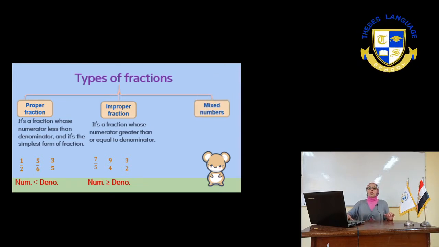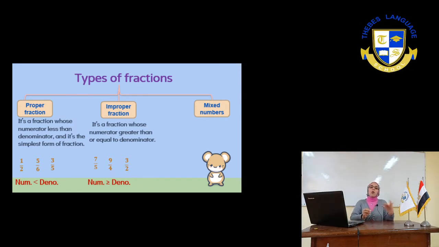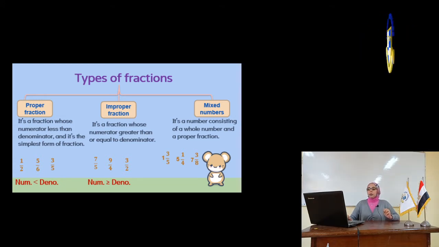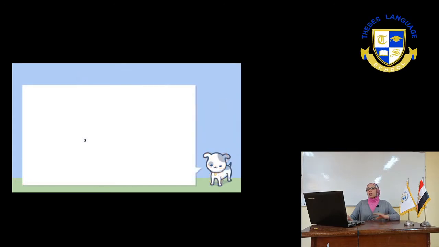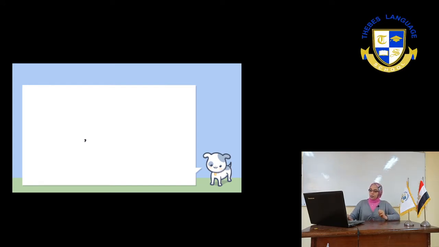Okay? The last type is the mixed number. A mixed number is a mix between a whole number and a proper fraction. So, if we have 1 and 3/5, or 5 and 1/4, or 7 and 3/8, all of them are mixed because we have a whole number and a proper fraction. Okay? Next slide.